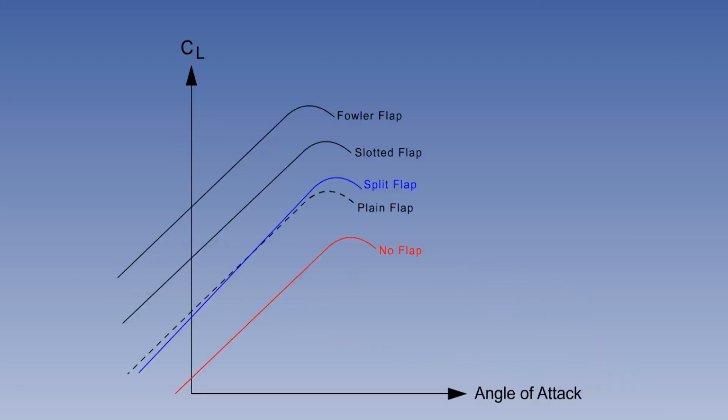You can see here the effect of the type of flap on CLmax. The plain flap and the split flap have nearly the same ability to increase CLmax. The slotted flap benefits from the greater angle to which it can be deployed without suffering airflow separation. But the best type of flap for increasing CLmax is the Fowler flap.